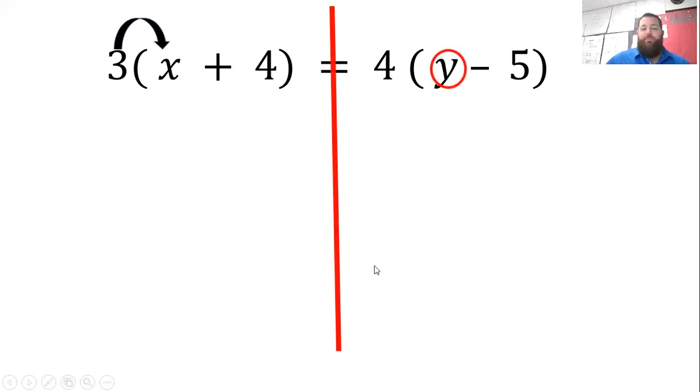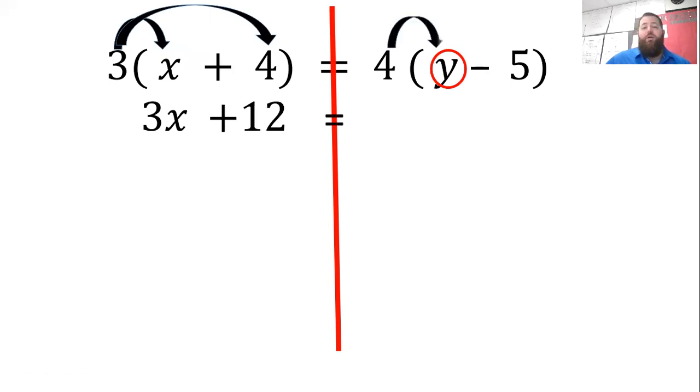Now I'm going to distribute because I have parentheses. 3 times x is 3x. 3 times 4 is 12. And that equals, well, I have to distribute on the other side as well. 4 times y is 4y. 4 times 5, or -5, is -20. So now my equation says 3x plus 12 equals 4y minus 20.